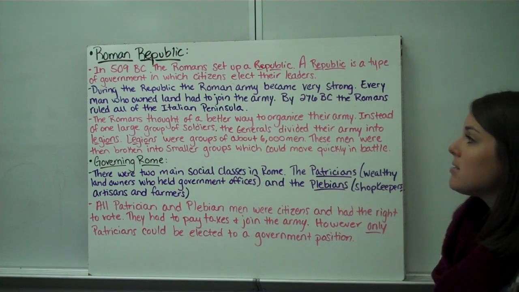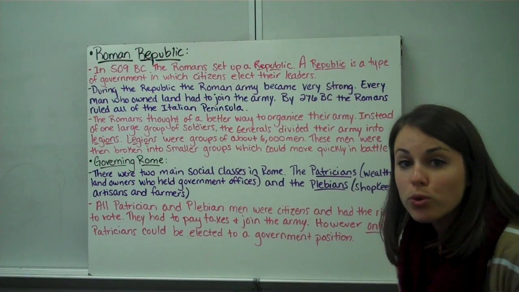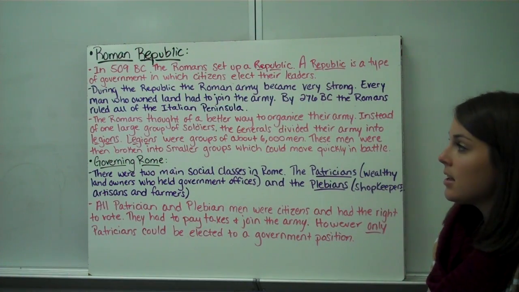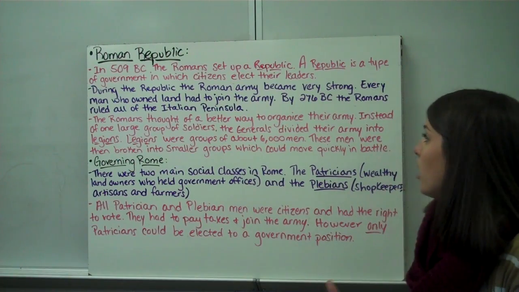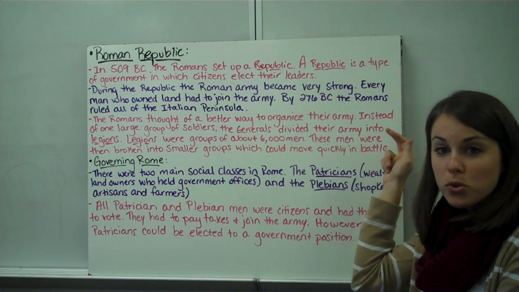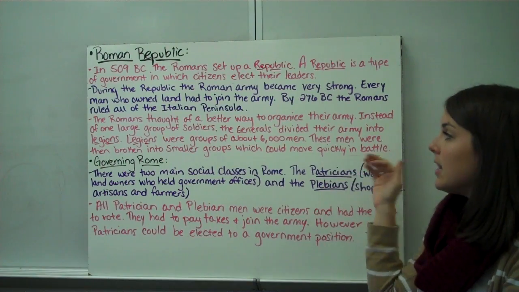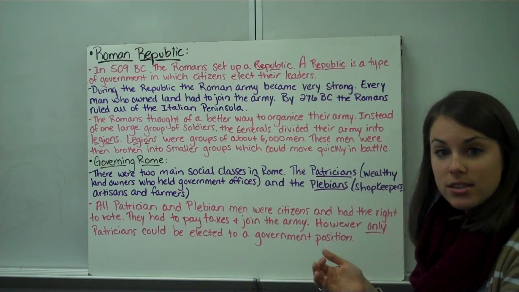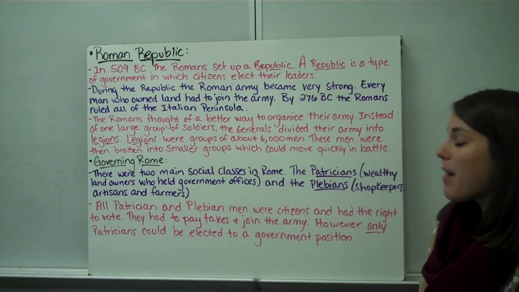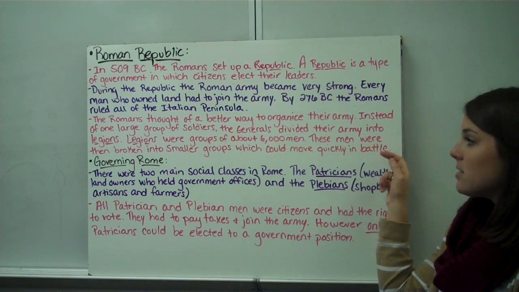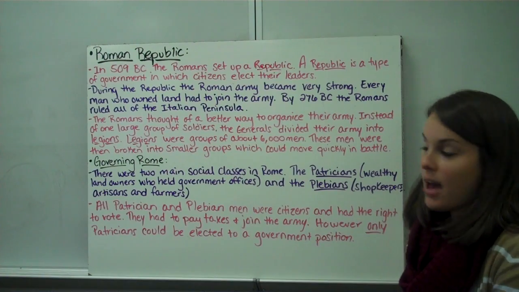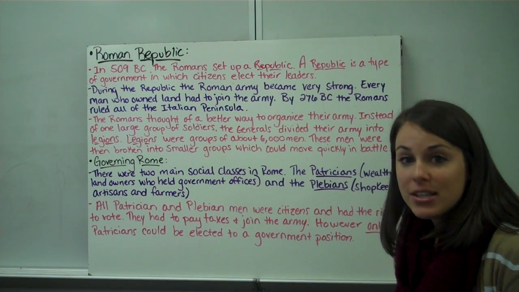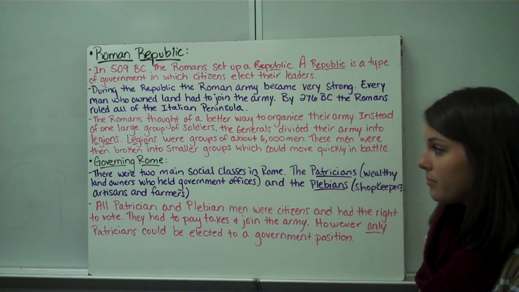By 276 BC, the Romans had conquered and were ruling all of the Italian peninsula. The Romans thought of a better way to organize their army. That's how they became so strong. Instead of one large group of soldiers moving as one, the generals divided their army into legions. Legions were groups of about 6,000 men. These men were then broken into smaller groups, which could move more quickly in battle. That helped them become very successful in war.